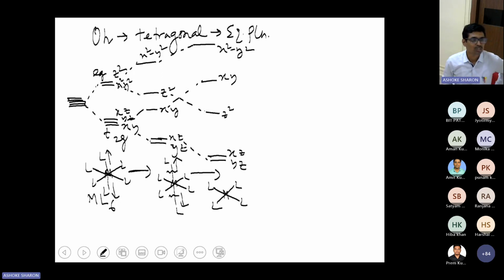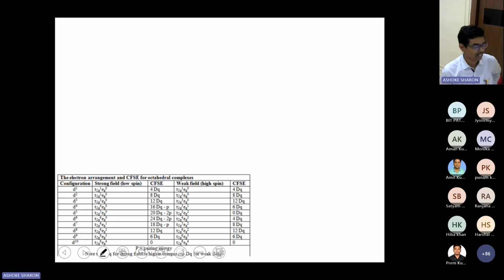So this is how the d orbitals get split under the influence of a tetragonal field, and further with an extreme tetragonal field, it becomes the square planar one. So here I have fixed the table at the bottom. You can study this one. That will be very helpful to calculate the CFSE.